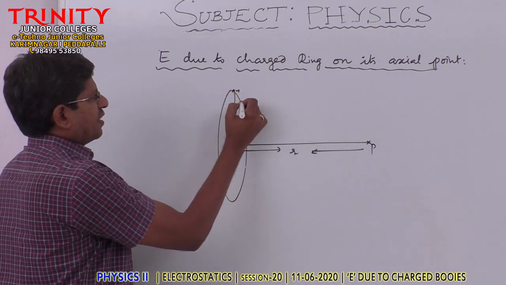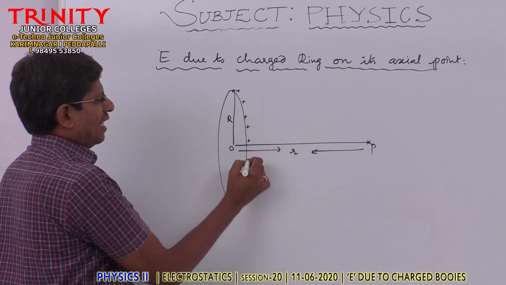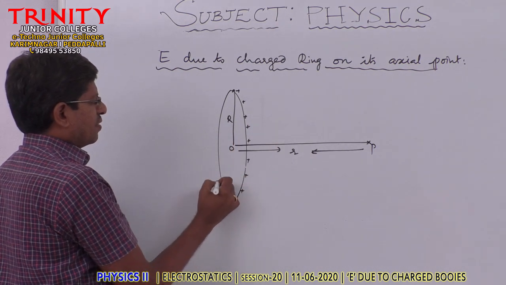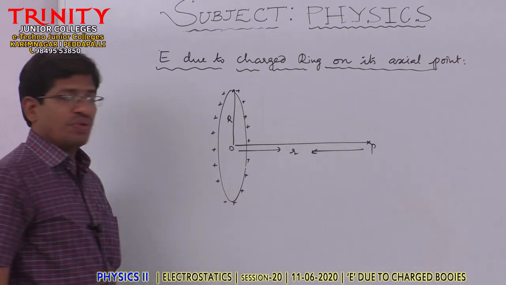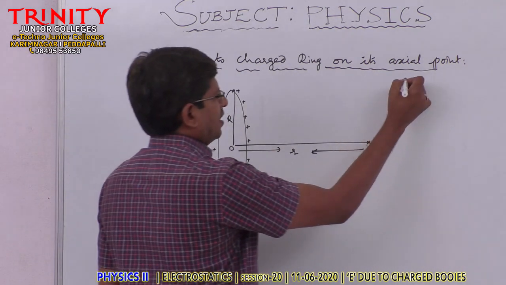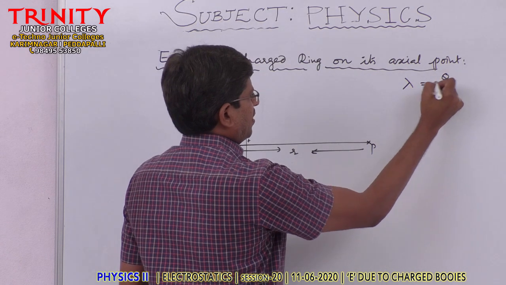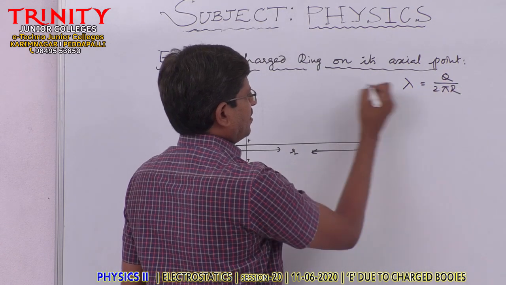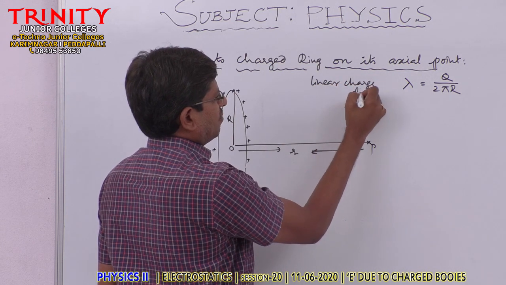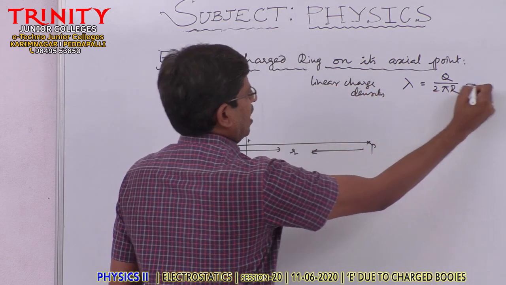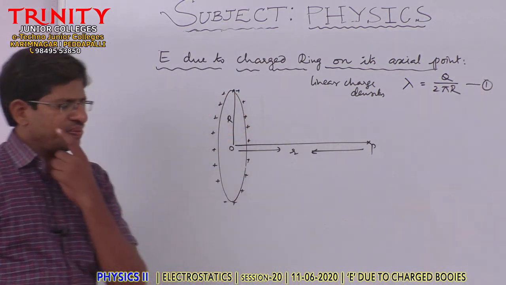So here the charge is distributed on the ring like this. Okay. So what is the radius of the ring? I said R. What is the circumference of the ring? 2 pi R. Therefore lambda you can define. Lambda is nothing but, I said, linear charge density. So linear charge density is lambda equals q by 2 pi R.